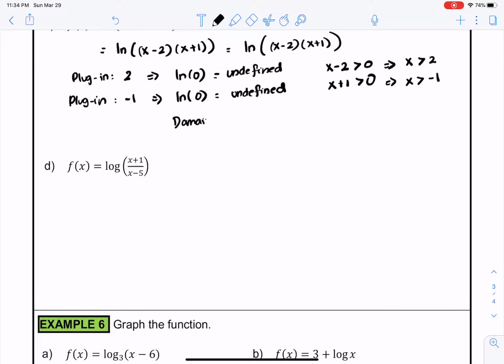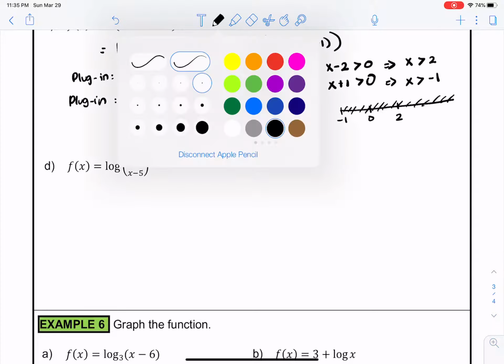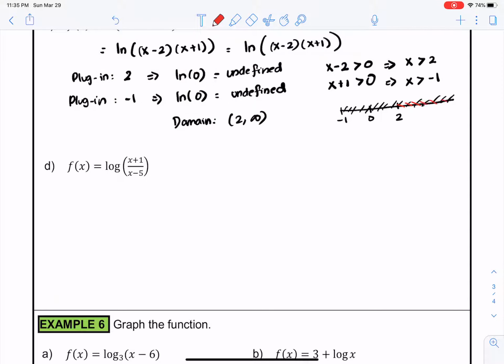So the domain is 2 all the way up to infinity. Easier way to look at it would be 0, negative 1, 2, so greater than negative 1, and greater than 2, so that is the common interval, so the domain has to be 2 to infinity.